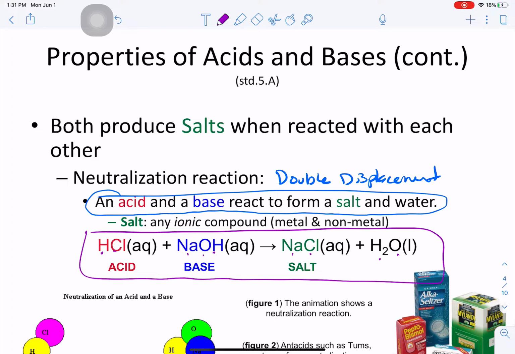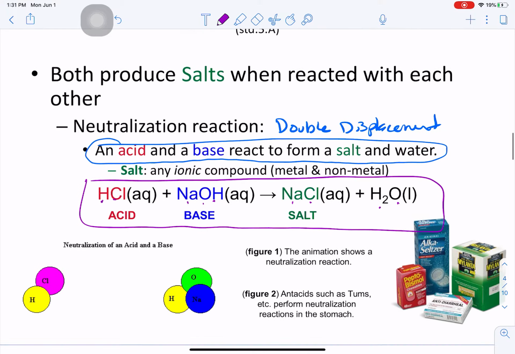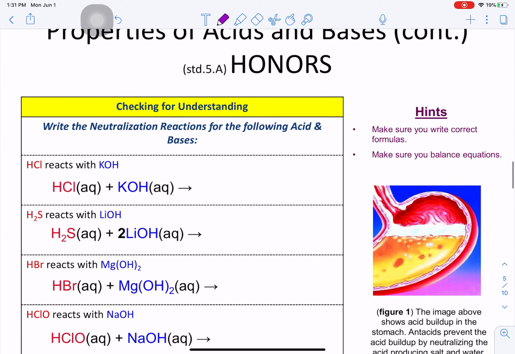So these take a few steps. It's your normal predicting the products, making sure what you've made is a neutral compound, and then finally balancing it at the end. Make sure you have the same amount on the product and the reactant side. Okay? All right, let's move on to the checking for understanding.